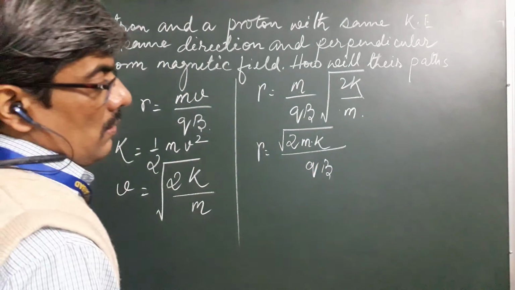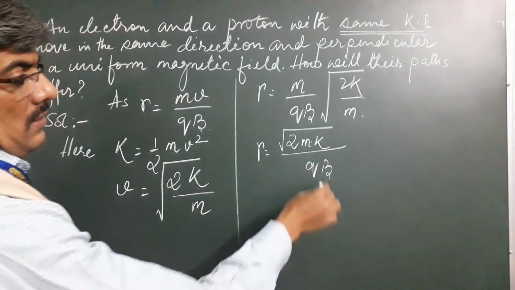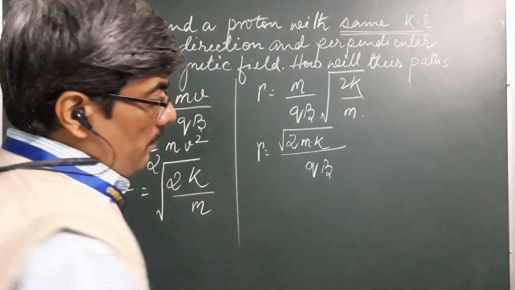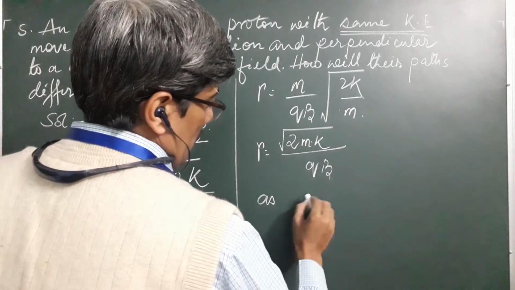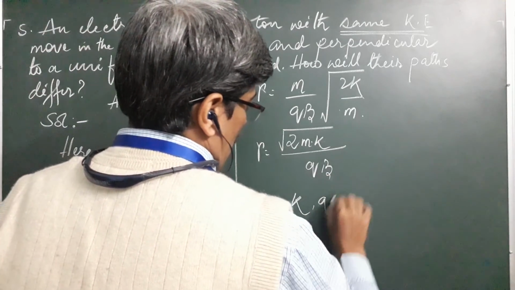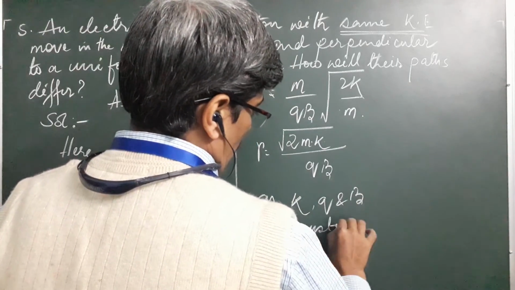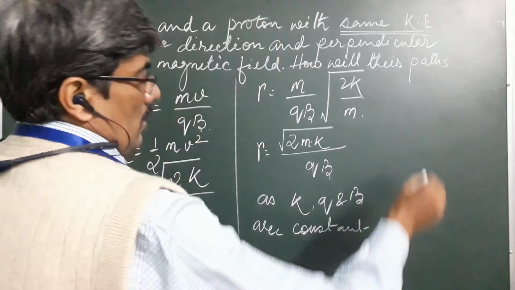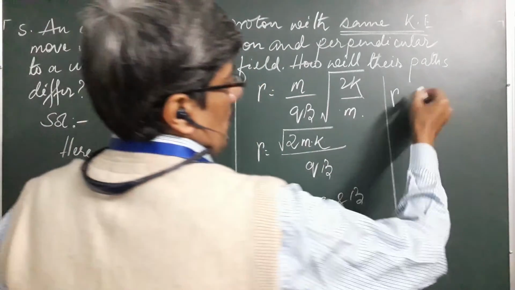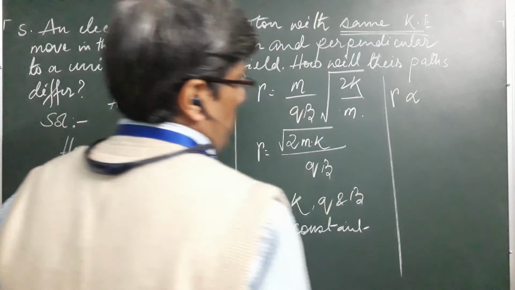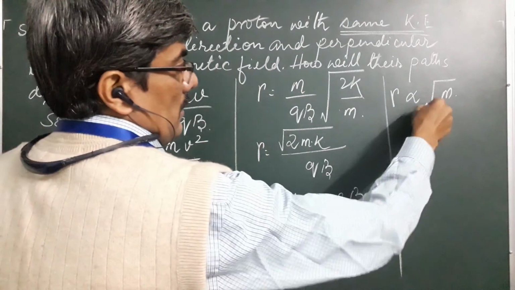Since 2 is constant, the kinetic energy is constant because in the question it's given as the same kinetic energy. The charge of a proton and an electron are also the same. The magnetic field also remains uniform. Therefore, we can write that K, q and B are constant. Therefore, the value of R, with 2 also a constant, is directly proportional to the square root of the mass of the particle, right?